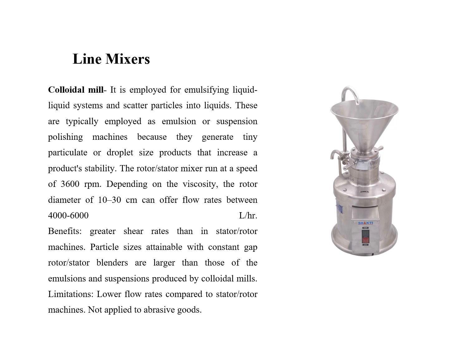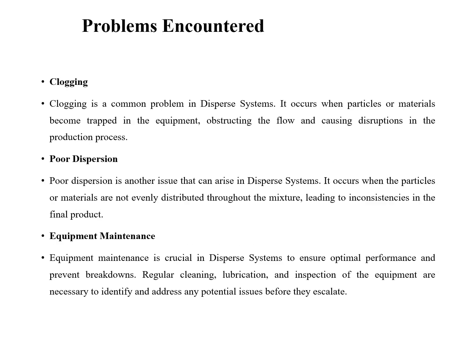Benefits: greater shear rates than in stator rotor machines. Particle size attainable with constant gap. Rotor stator blenders are larger than those of the emulsions and suspensions produced by the colloidal mills. Limitations: lower flow rates compared to stator rotor machines, not applied to abrasive fluids.